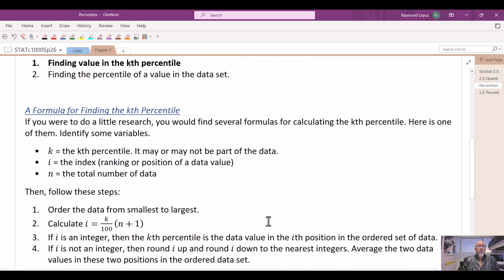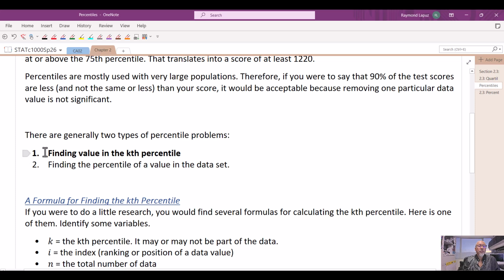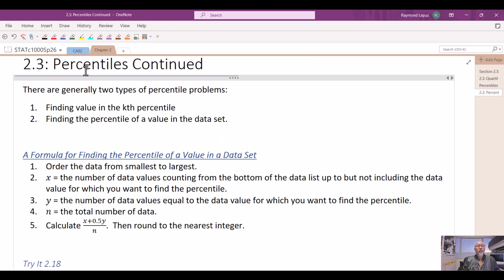So remember, there's two types of problems that come up here. One of them is finding the value where they give you the percentile. The other way is finding the percentile when they give you a value from the data set. So let's take a look at that now. Finding the percentile of a value in a data set.